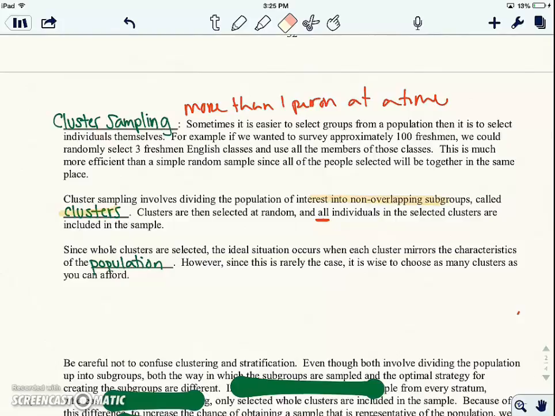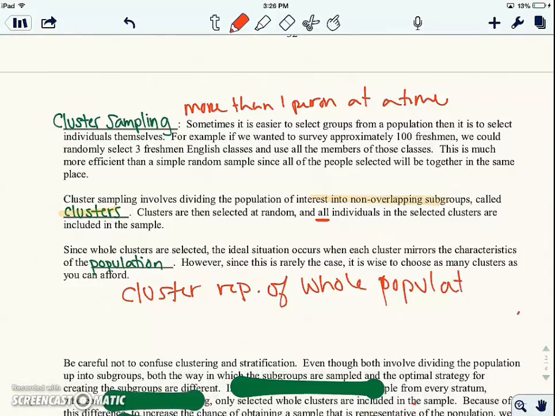Since whole clusters are selected, the ideal situation occurs when each cluster mirrors the characteristics of the population. So a cluster needs to be representative of the whole population. It needs to be mixed. Okay, just like the Boston cream pie, it was a little bit of everything in the pie. However, since this is rarely the case, it is wise to choose as many clusters as you can afford.